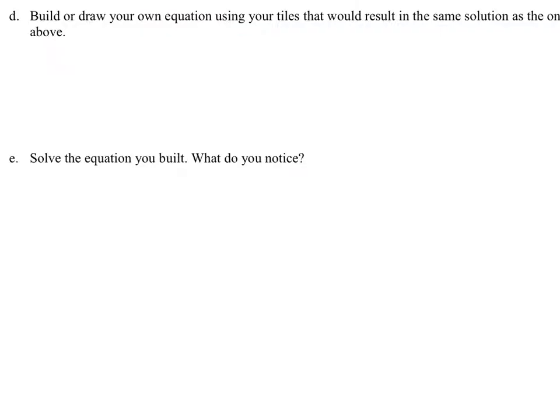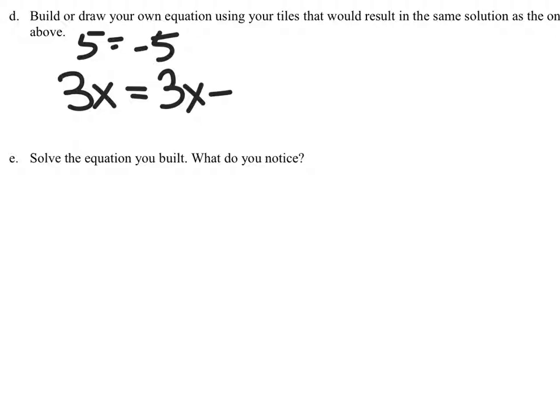So build or draw your own equation using tiles that would result in the same solution as the one above. We don't need to use the tiles. Then we'll solve it. But what kind of equations would this be? I mean, like the one above, right? Maybe 5 equals negative 5. I mean, that's not true. That's bad. But what if we had 3x equals, I don't know, 3x plus 1? See, this one would do it as well. Do you guys have any?